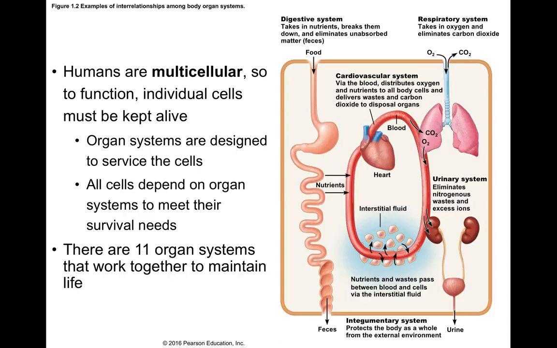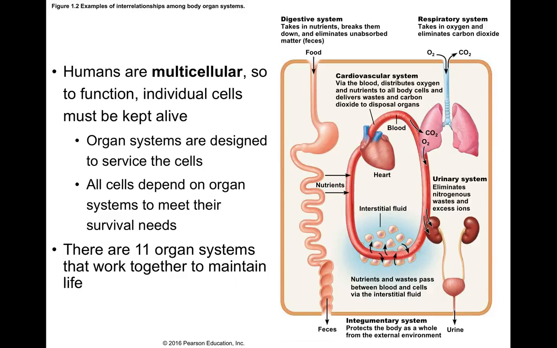So in the previous PowerPoint, we discussed the characteristics that mark something as a living organism. Now, when we take a look at humans, humans are considered to be multicellular. More specifically, they're made up of trillions upon trillions of cells that are used to make our organ systems. Now, these organ systems, as you can see, some of them are depicted.